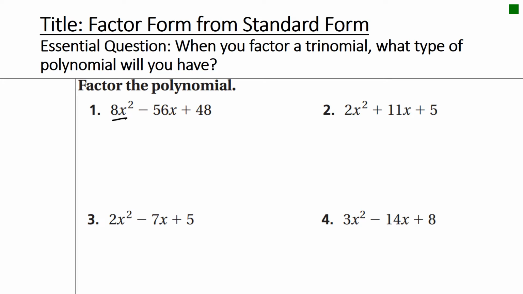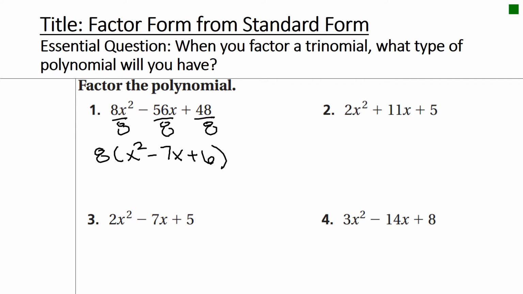So if we divide everything by 8, that's the greatest common factor, remember, everything by 8, we will have 8 outside times x squared minus 56 divided by 8 is 7x plus 48 divided by 8 is 6.